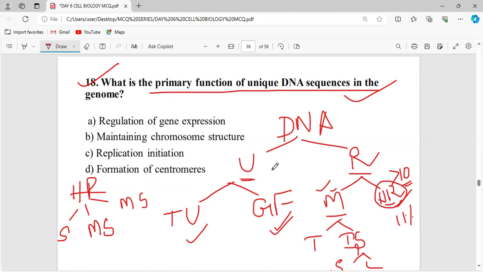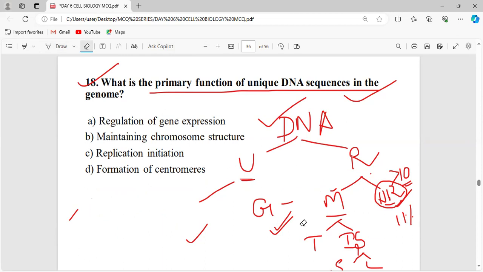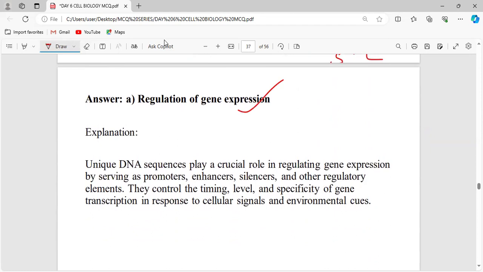Okay. And what is the answer for this question? See, this flow chart is very important. Kindly make a note of it. And the primary function of this unique DNA will be the regulation of gene expression. Okay.